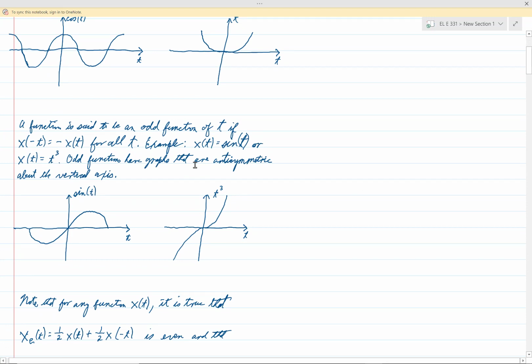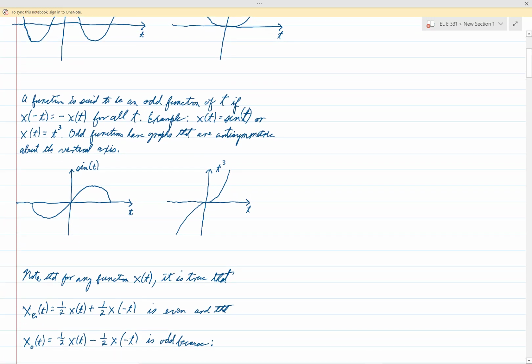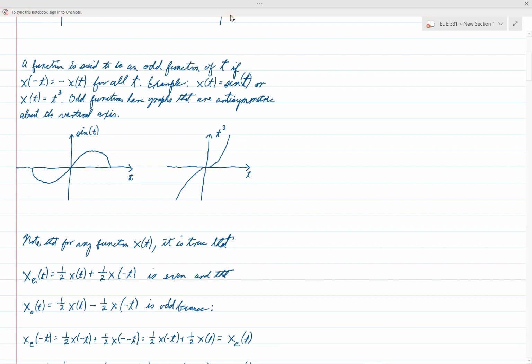Now, a function is said to be an odd function of t if x of negative t is equal to negative x of t. Again, remember up here, for an even function, x of negative t is equal to positive x of t, but for an odd function, x of negative t is negative x of t. And that must be true for all t in order for it to be considered to be an odd function.